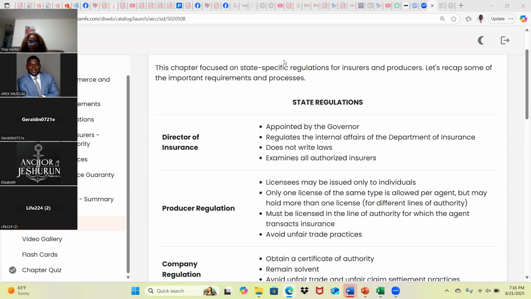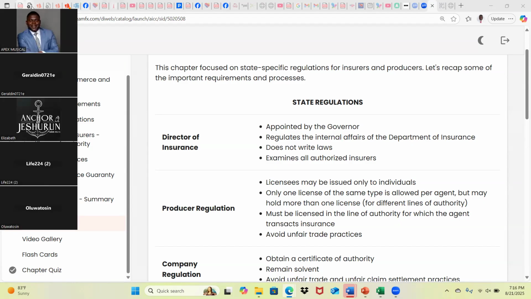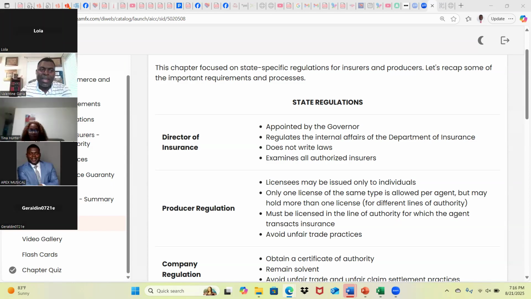Also remember that they do not write laws in the state. They basically enforce laws. The laws are written by the state legislature. They are just responsible for enforcing those laws. And most of the enforcement that happens by the State Director of Insurance or the State Commissioner of Insurance does not include jail time.